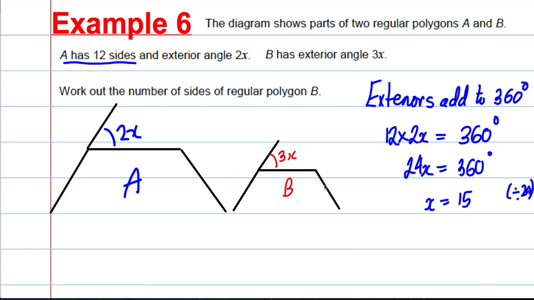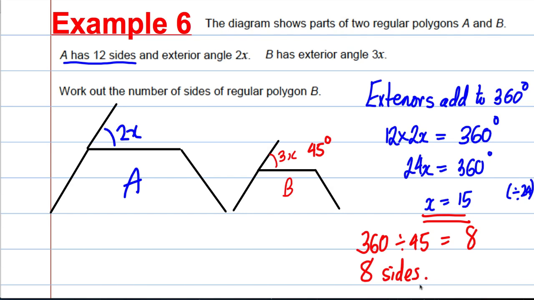So, work out the number of sides of B. Now that we know x is 15, this angle here must be 45 degrees. And all of the angles must add up to 360. So if we do 360 divided by 45, it tells me how many of these we must have, and hence how many sides. So 360 divided by 45 is 8. So therefore we have 8 sides. And we're done.